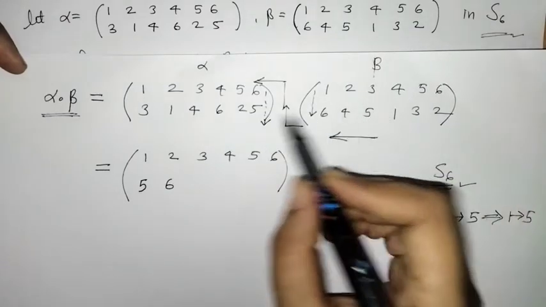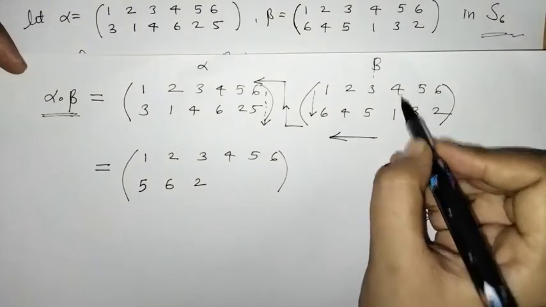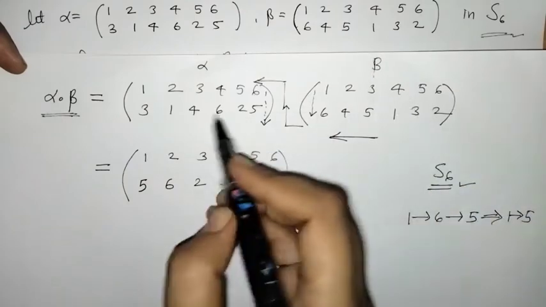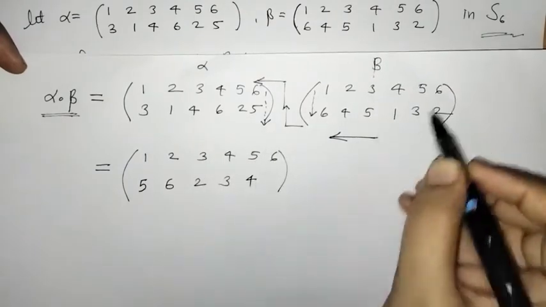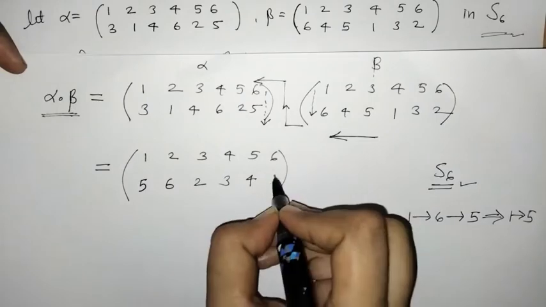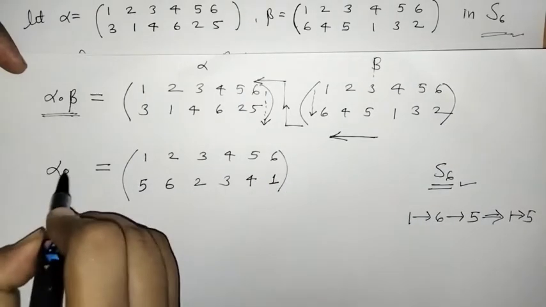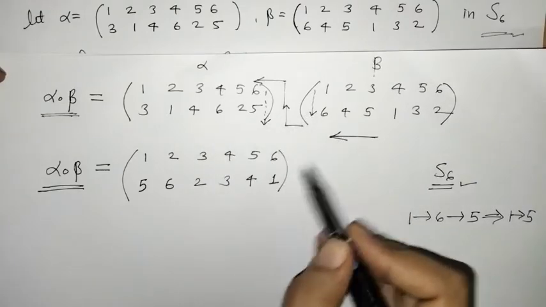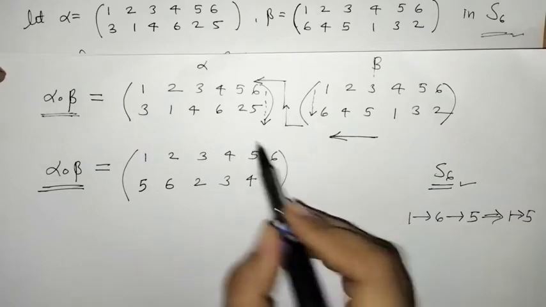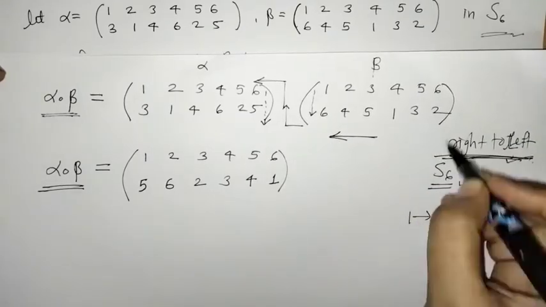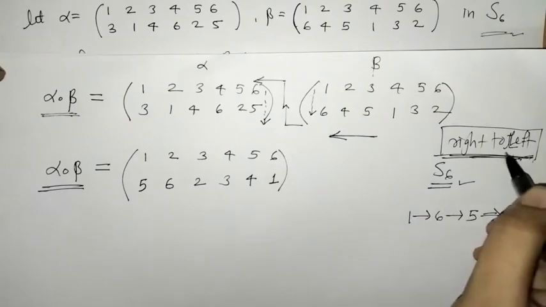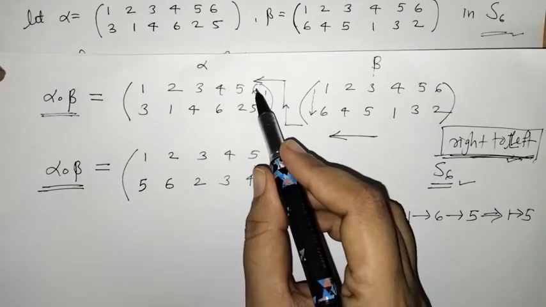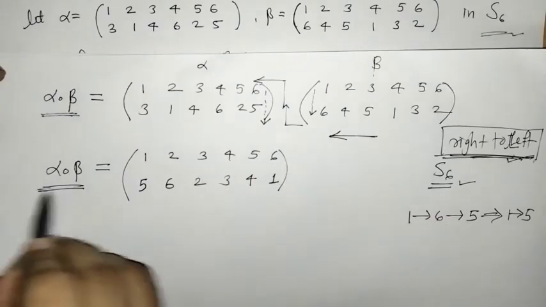Similarly, 3 maps to 5 and 5 maps to 2. 4 maps to 1, 1 maps to 3. 5 maps to 3, 3 maps to 4. 6 maps to 2, 2 maps to 1. So here we have found this composition alpha beta. This composition of permutation is carried out from right to left, by moving from top to bottom and again from top to bottom. So here we have found alpha beta.